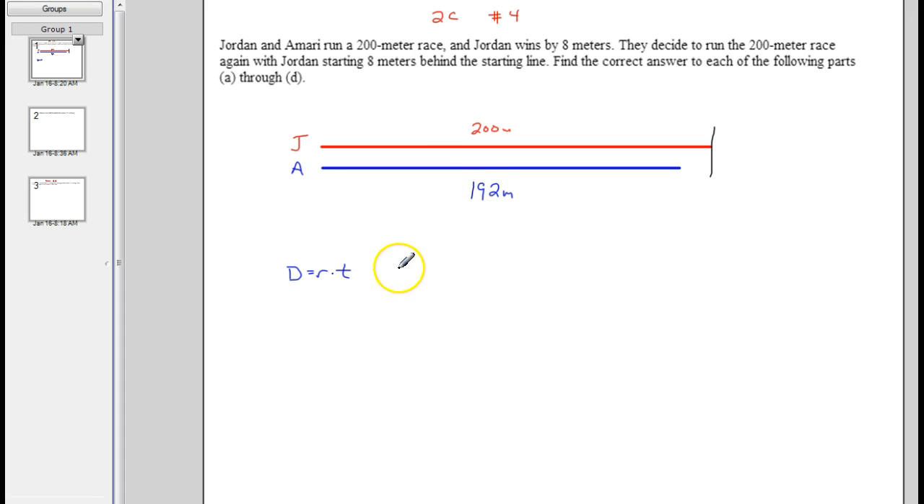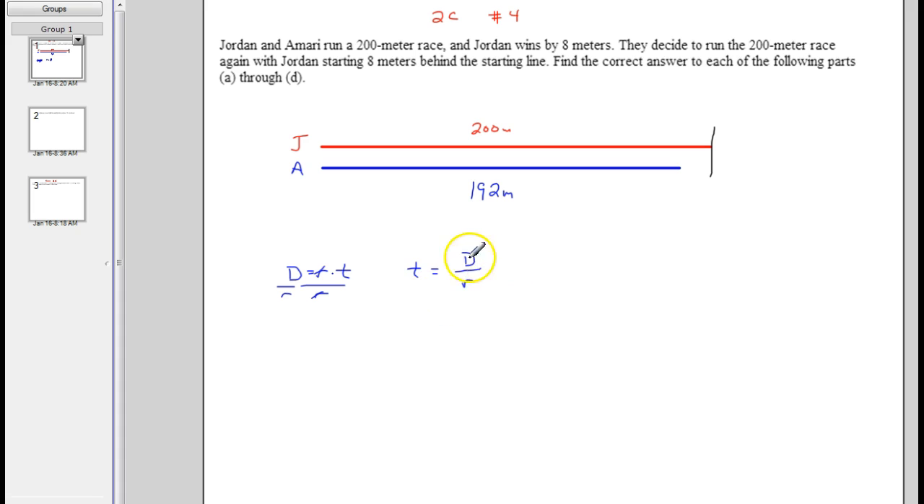So what we're going to do is solve this equation, d equals r times t, for t. To do that, you would just divide both sides by r, and you end up with time equals distance divided by rate. And if you think about it, that makes sense. If you have to go 100 miles and you're going to travel 50 miles an hour, it's going to take 2 hours. 100 divided by 50 is 2.